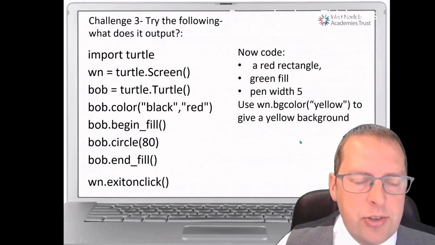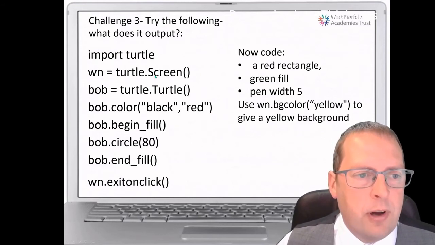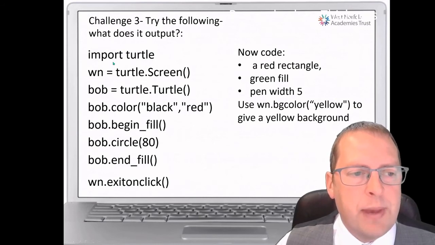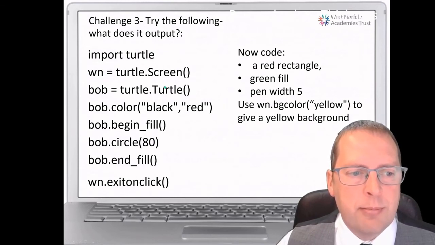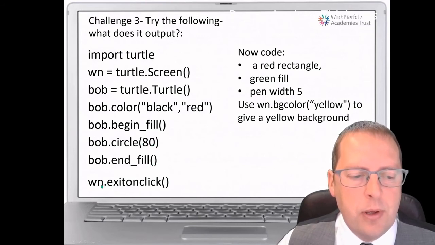So we've now got another challenge, and you need to try and follow what is happening with our code and what you expect to see in the drawing. So we've got an import turtle. We've got wn, so window equals turtle.Screen(), Bob equals turtle.Turtle(). Bob.color black, red. Bob.begin_fill. Bob.circle 80. Bob.end_fill. wn.exitonclick, window exit on click. So it closes it when you click it.